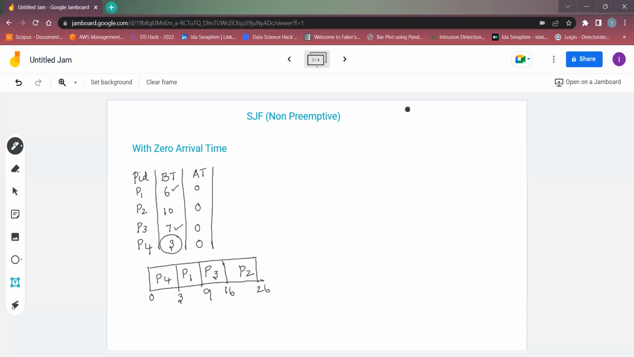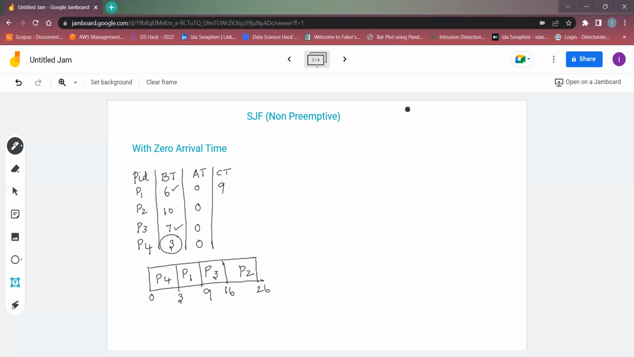So this is what we call the Gantt chart. Once you have drawn this Gantt chart, the next column we are going to find is the completion time. The completion time of each and every process we need to find out. From this Gantt chart itself, we can find out the completion time. For P1, it is getting completed at 9 milliseconds. So your completion time for the process P1 is 9.